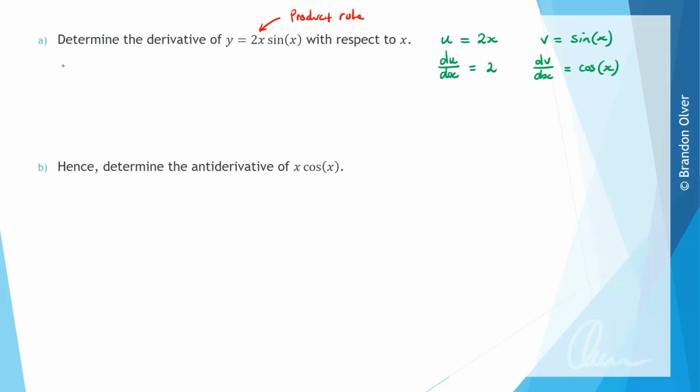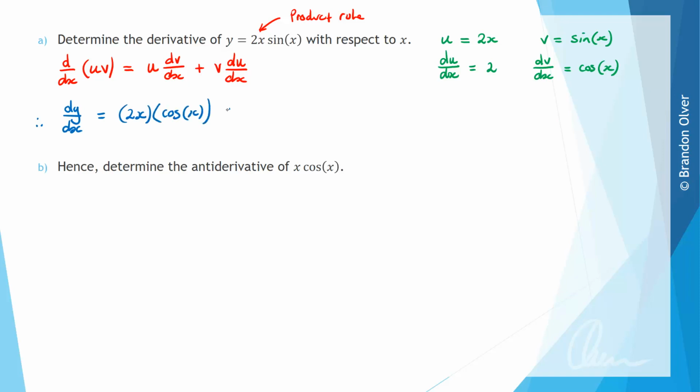Now from the formula sheet, we know that the derivative d dx of a function u multiplied by v is simply equal to u times dv dx plus v times du dx. So therefore the derivative that we're after, which can be represented as dy dx, is going to equal u, which is 2x, times dv dx, which is cos of x, and then we add on to that v, which is sine of x, multiplied by du dx, which is simply 2.